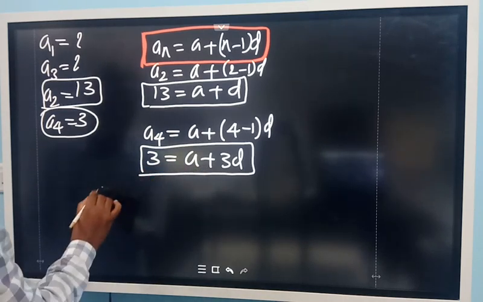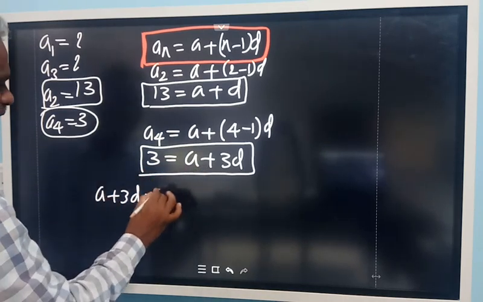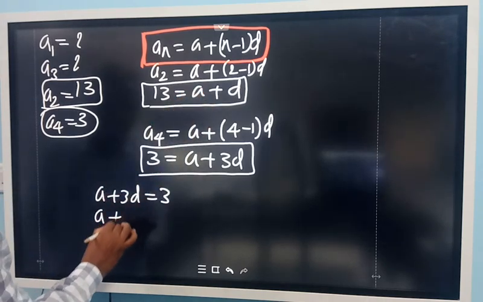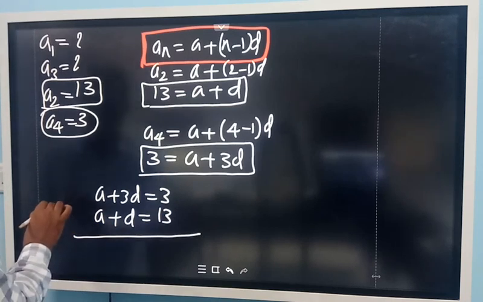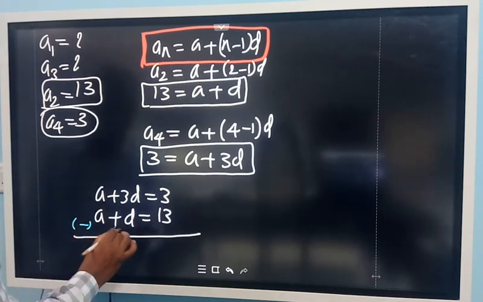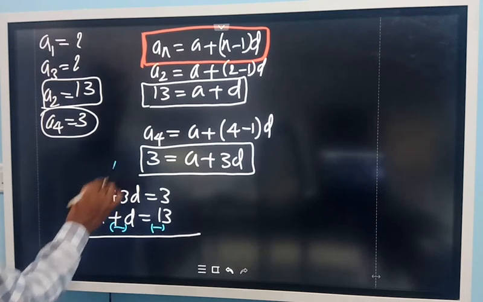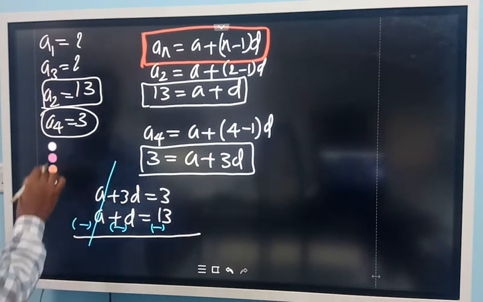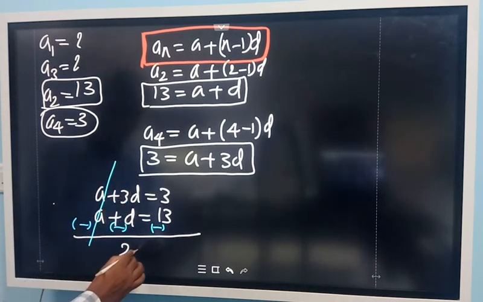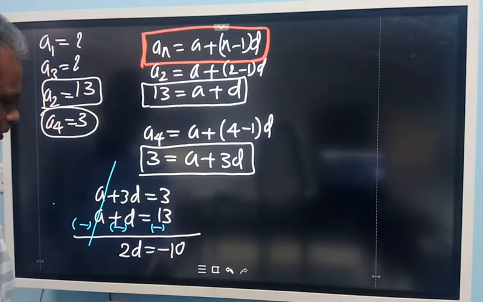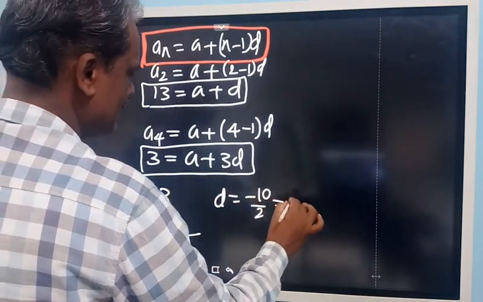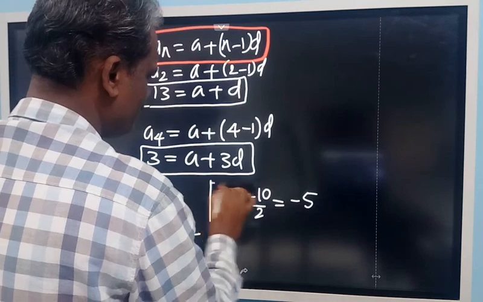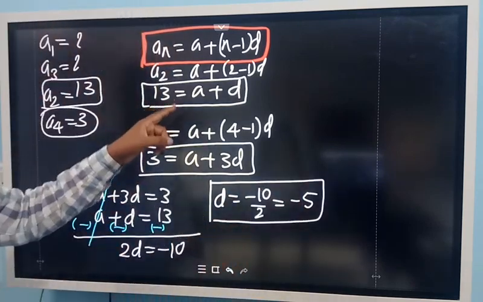I will write this again. A plus 3D is equal to 3. I will write this here: A plus D is equal to 13. So simplify this one. Subtract this. So here minus, this becomes minus, this also becomes minus. These two cancel. You will get 3D minus D, it is 2D. Minus 13 plus 3 means minus 10. So D is equal to minus 10 by 2. It is minus 5.